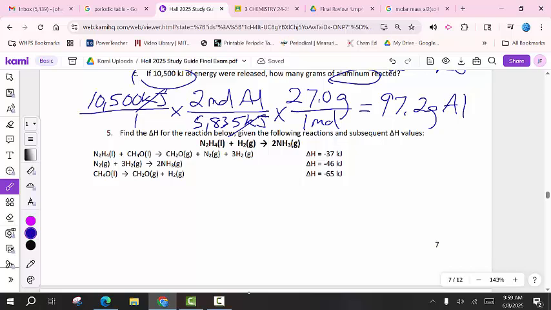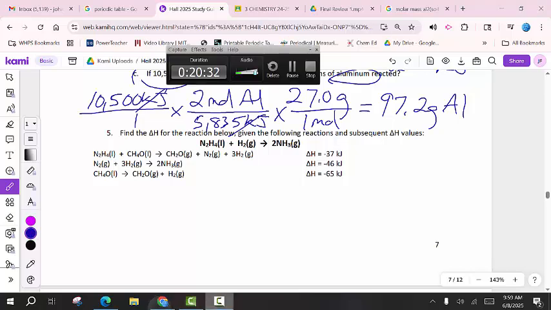Right now we have what's called a Hess's law problem, and a good strategy for a Hess's law problem is you look for the goal reaction that you're trying to make, and you look at the little reactions that they give you, and you rewrite the little reactions to match the overall reaction that you're looking for.